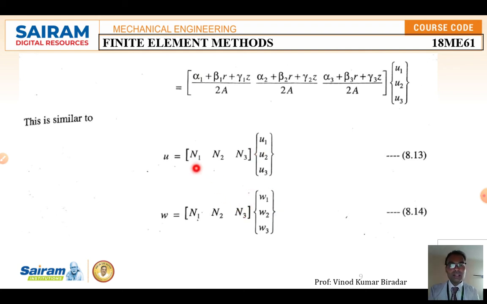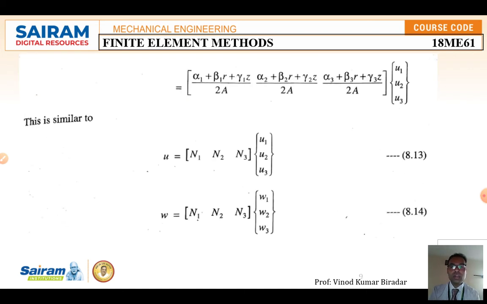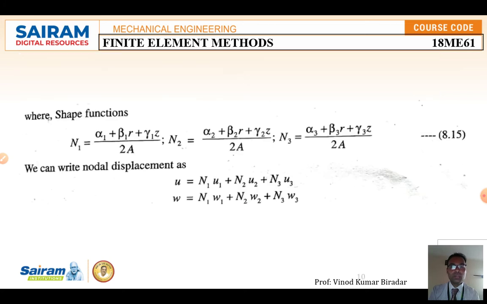Okay, so here this n1 n2 n3 are called the shape function. Okay, so where n1 n2 n3, which is equal to this value, n1 value this, n2 value this, and n3 value is this one. Okay, so n1 n2 n3 if you write here, these are called the shape function. n1 is equal to alpha 1 plus beta 1 r plus gamma 1 z whole divided by 2a, this is n2 n3. Okay, so we can write the nodal displacement in another fashion also.